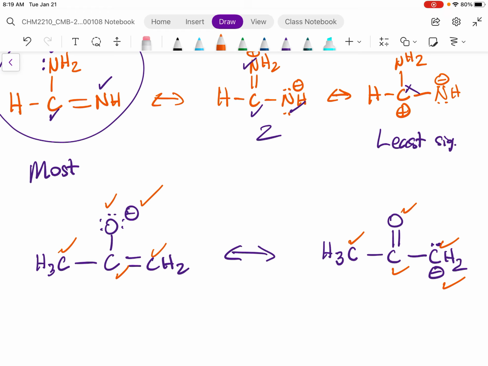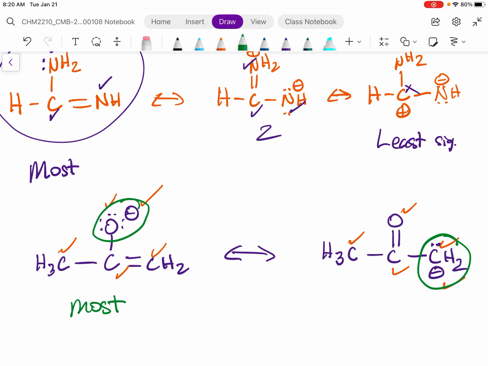The third rule, all things being equal, meaning the first 2 rules, a structure with a negative charge on the more electronegative element will be more significant. So what are we looking at? We're zooming in on a negative charge on an oxygen and a negative charge on a carbon. Which element is more electronegative? Oxygen. So that rule says that a negative charge on the more electronegative atom is going to make that the most significant.